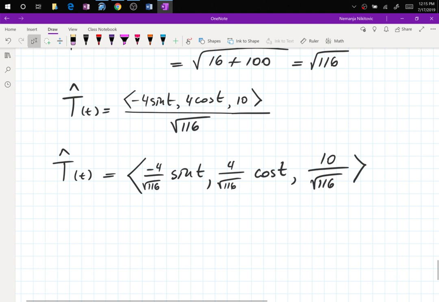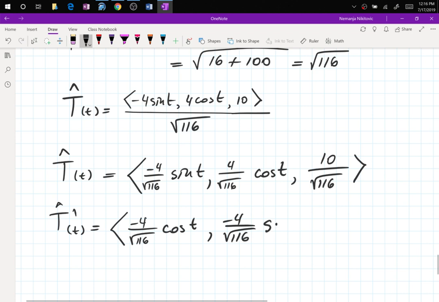Next order of business is to calculate t hat prime, because t hat prime is used in the calculation for n hat. So t hat prime over the magnitude of t hat prime. So I have to come up with a t hat prime now. And that's luckily easy because these are just messy constants. The derivative of sine is cosine, so I have negative 4 over square root of 116 cosine t. Then I have negative 4 over root 116 sine t. And then I have a big fat 0 on the z because it's just the derivative of a number.